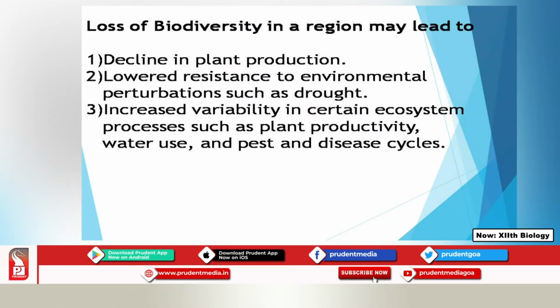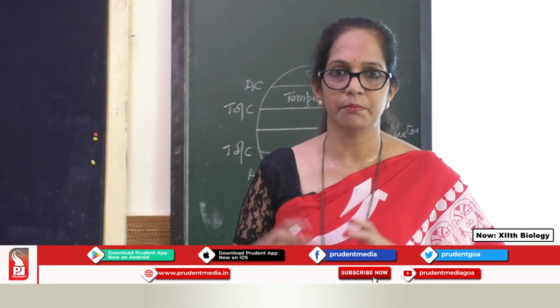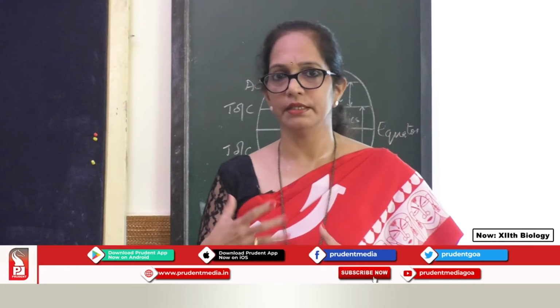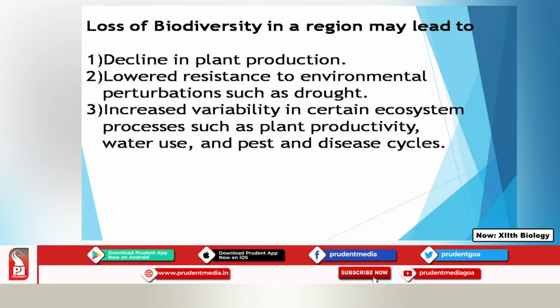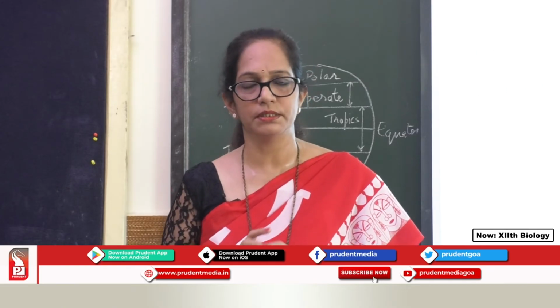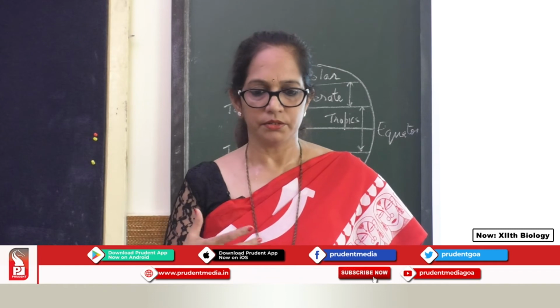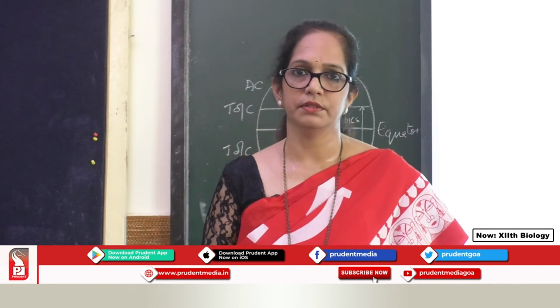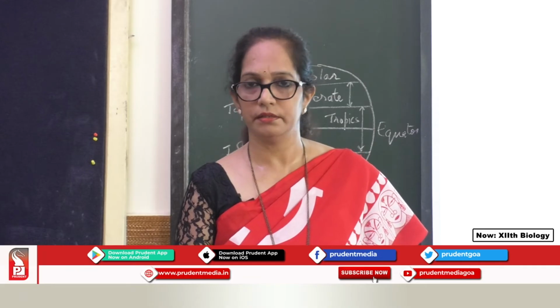Now, loss of biodiversity, what will happen if these species are lost? First thing is plant production will come down. The second thing is they will not be resistant. When many are together, they are resistant. When they become less in number, they become less resistant. And the third one is the whole pattern of our rain, either heavy rains or less rains, the whole pattern of this will change. Our cycles will start changing. So that is what will happen if biodiversity loss is there in any region.